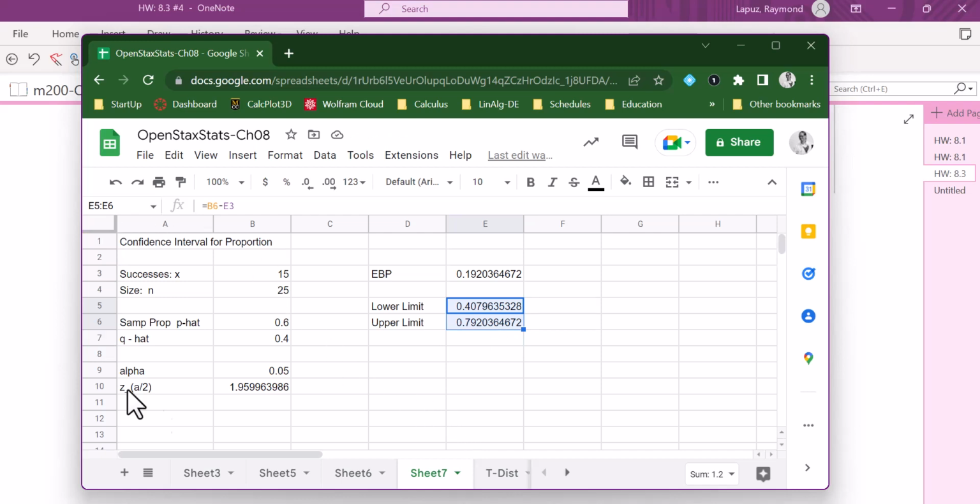So if you can just copy this down on your own on your Google Sheets or Excel and set it up like this, where you just change these numbers and change your alpha as needed, then you'll be coming out with not just the upper and lower limits, but also the error bound for the proportion as well.